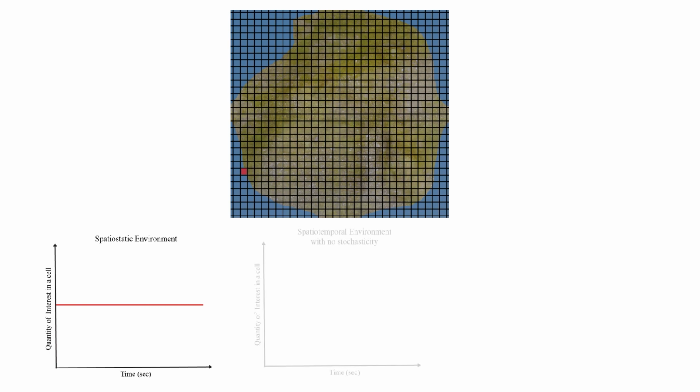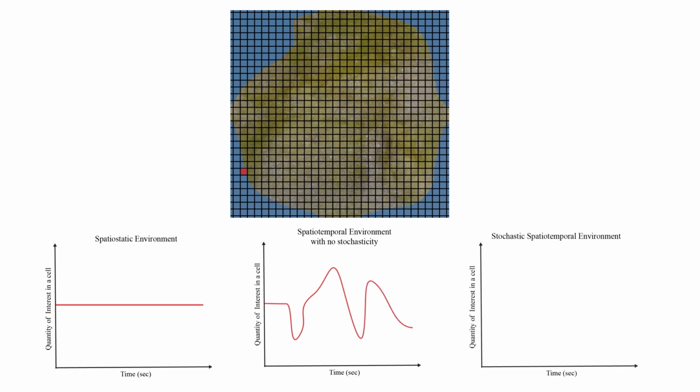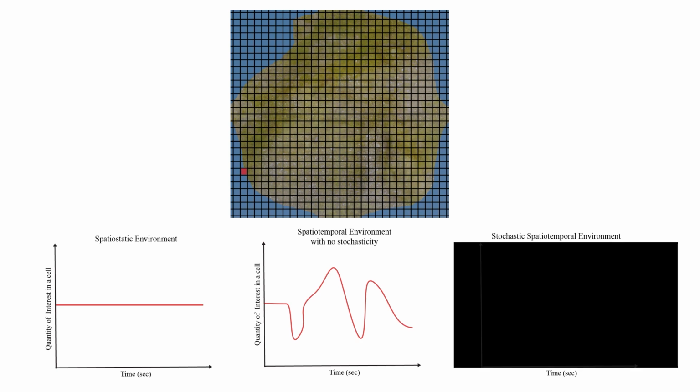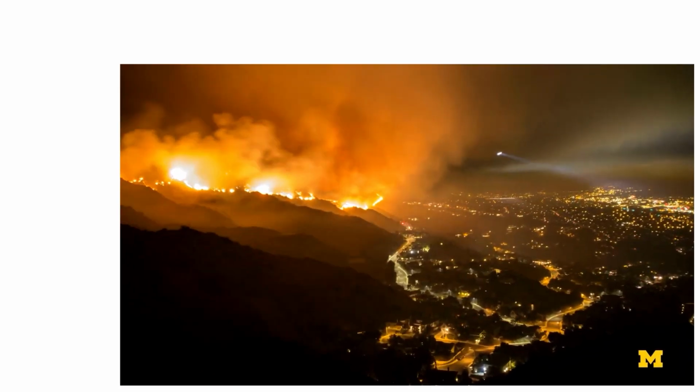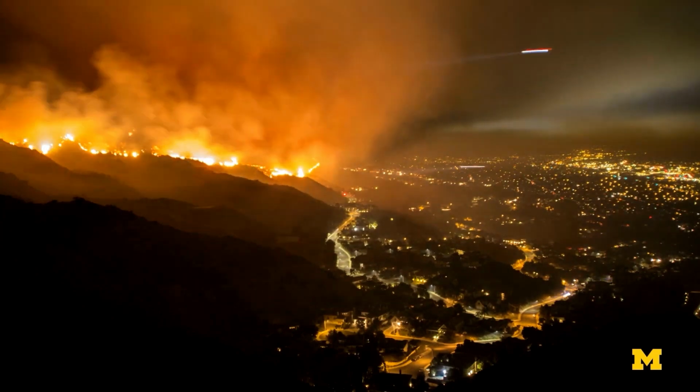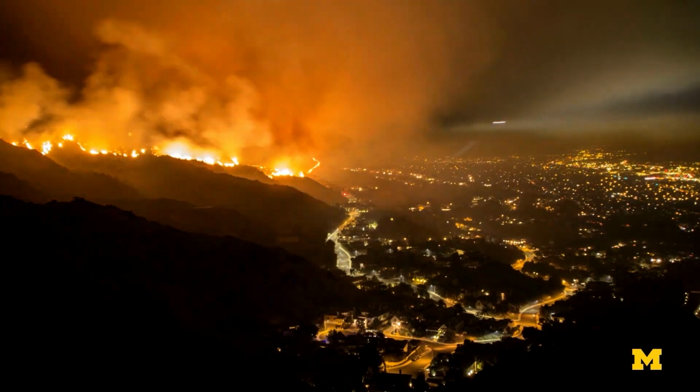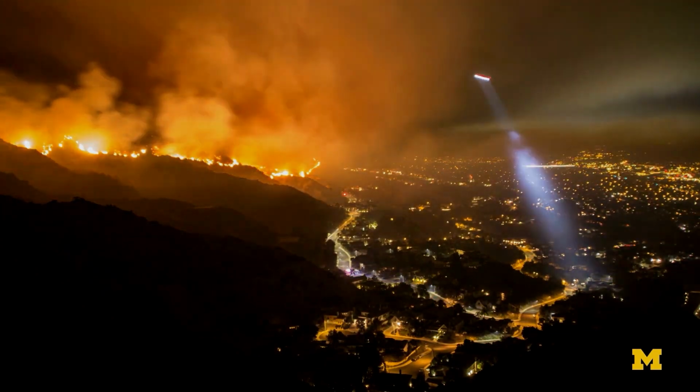Now let's consider a domain discretized into a number of cells. We take a cell and describe its behavior in three different environments. For a spatiostatic environment, the quantity of interest in the cell remains the same. In spatiotemporal environment, the quantity of interest changes with known variation. However, stochastic spatiotemporal environment has random or unpredictable variations. One example of such environment is wildfire spread. As the dynamics of the wildfire spread cannot be predicted exactly, it is a stochastic spatiotemporal environment.